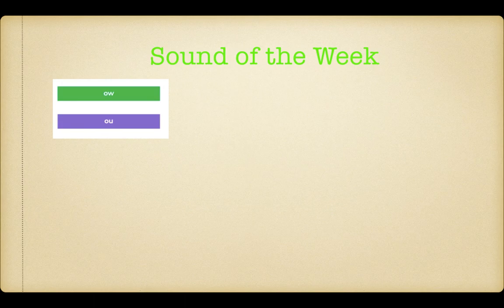Remember our sound of the week, ow. So we have the grapheme OW and OU. If we use OW, we can come up with words that use the ow sound: how, now, and ow. And the OU grapheme has the ow sound as well. We can have house, mouse, and sound.